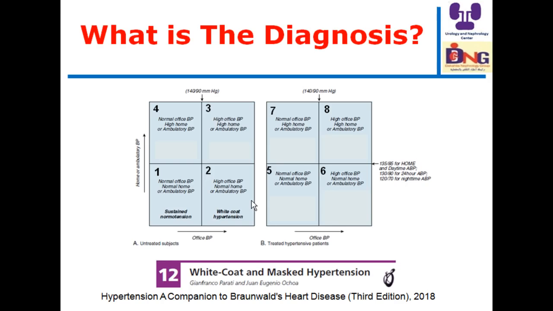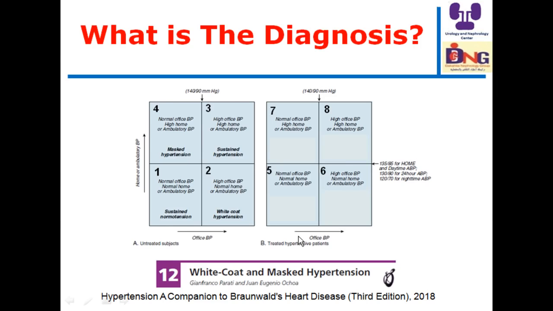If we are in this third corner, high office, high home or ambulatory, this is sustained hypertension. If we are here in this corner, normal office, high home or ambulatory, this is masked hypertension. Masked hypertension means office is normal, but home or ambulatory is high. And this is another risky point for left ventricular hypertrophy and other cardiovascular outcome problems. So this is regarding untreated persons.